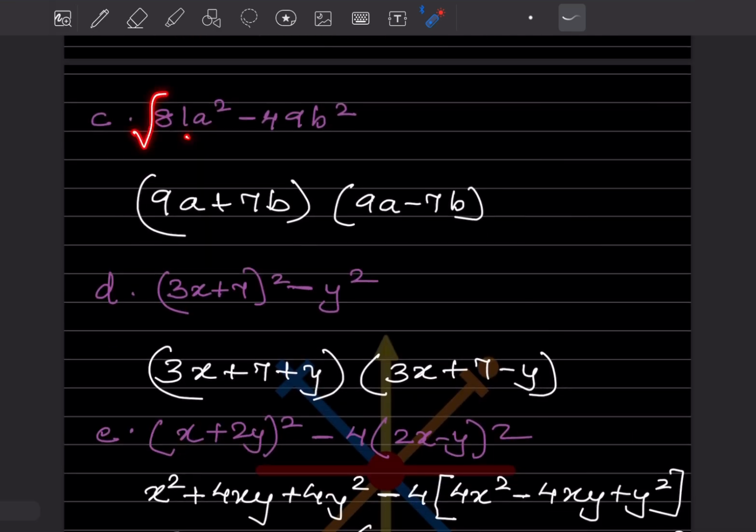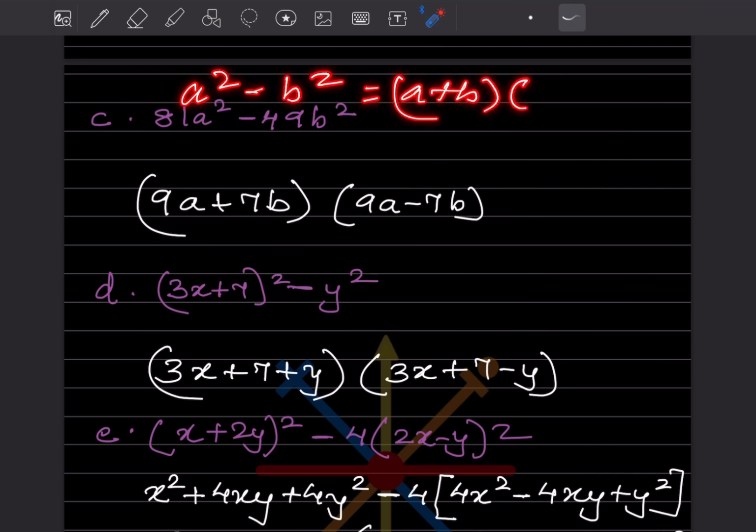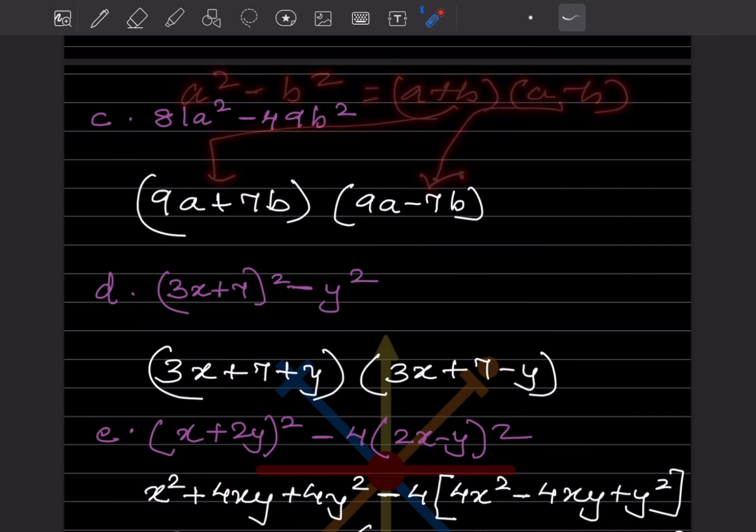Same here. This is going to be 9a. For this one, that is going to be 7b. So this is in the form of a square minus b square, which is going to be a plus b and a minus b. So this is a plus b and this is going to be a minus b.